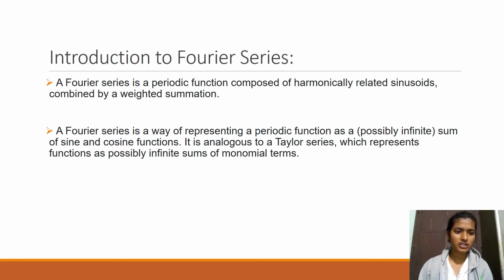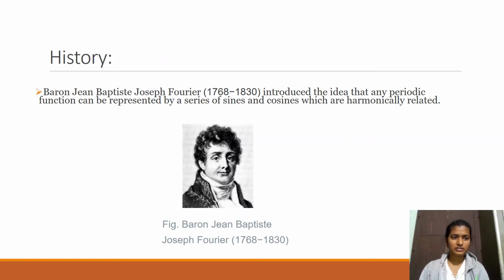The first one is: a Fourier series is a periodic function composed of harmonically related sinusoids combined by a weighted summation. And the second one is: a Fourier series is a way of representing a periodic function as a sum of sine and cosine functions. It is analogous to a Taylor series, which represents a function as a possibly infinite sum of monomial terms. Let's go to the next slide.